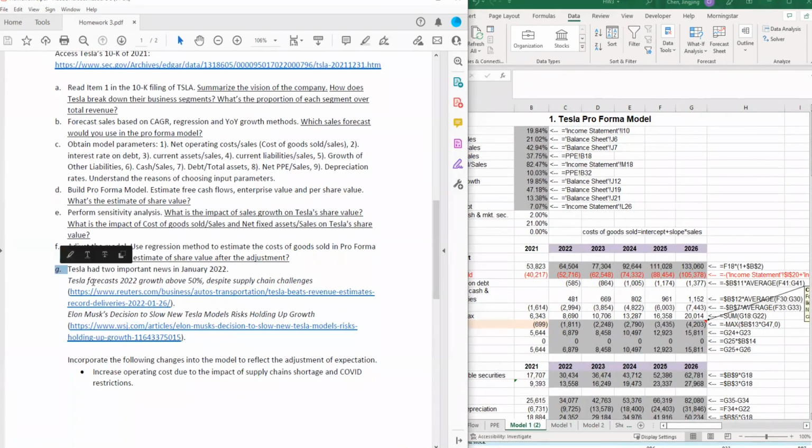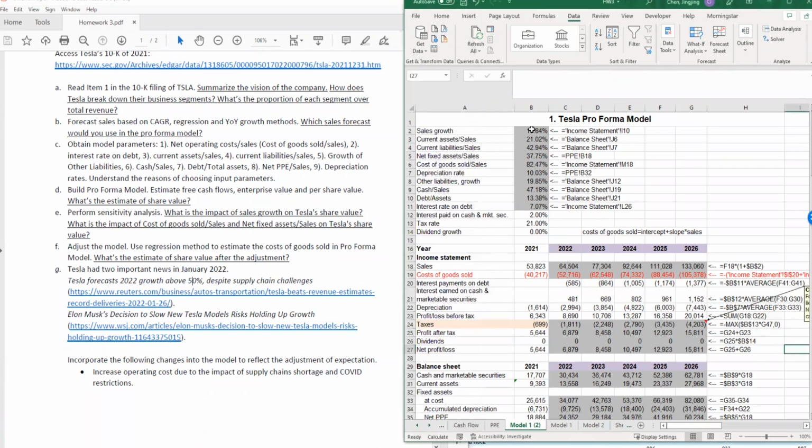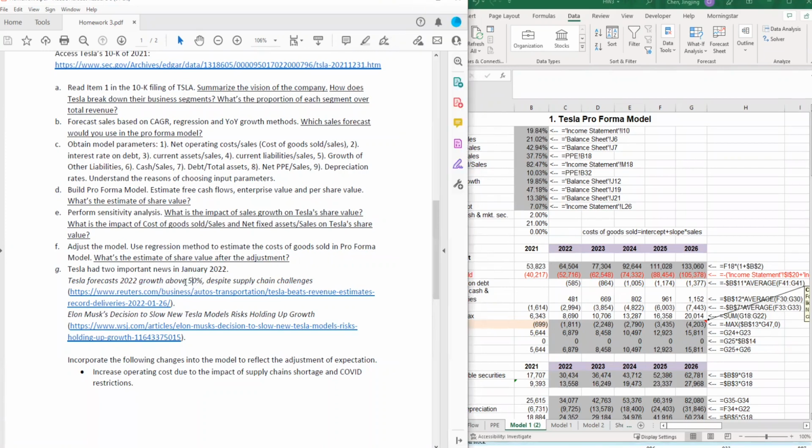And then G. So Tesla had two important news in January 2002. So one is about its sales forecast. Still in 2002, it will enjoy a big increase in sales growth, which is above 50%. Currently, our forecast is 20% for all the following years. So we're going to incorporate this forecast for 2022.